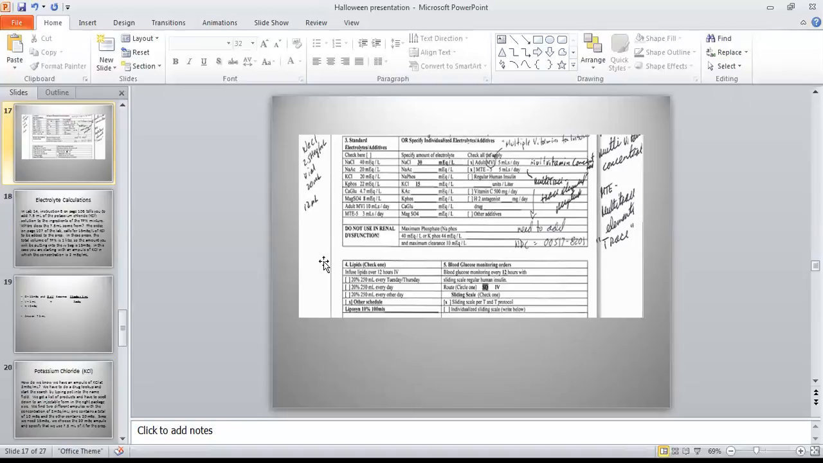So in this particular case, we can either have a standard, in which case we would have put all of these in. If we read down this list, NaCl is sodium chloride, NaAC is sodium acetate, KCl is potassium chloride, KPHOS is potassium phosphate, CaGLU is calcium gluconate, MagSO4 is magnesium sulfate, and then we have adult MVI, multivitamins for infusion, and multi-trace element-5. The -5 means that there are 5 trace elements in the mixture.